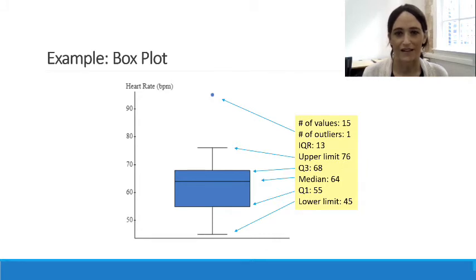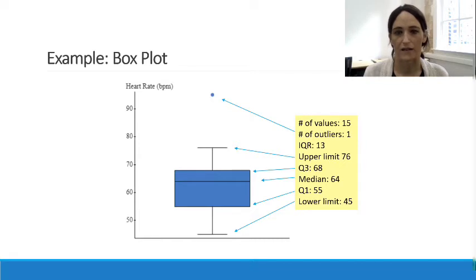And the number of values here, there were 15 observations. The upper limit was 76. That was the highest value that was not considered an outlier based on those criteria which I just mentioned. We have a median value of 64. Quartile 3 is 68, quartile 1 is 55. So you can see that box corresponds to the interquartile range. The lower limit value is 45.